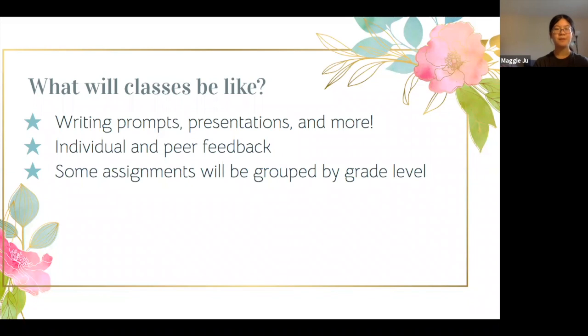And also, because we have, again, that large grade range, some assignments will be grouped by grade level. We may be using breakout rooms for some of the assignments if the lesson plans diverge a lot, but mostly it'll be, say, if you give a writing prompt, guide the older students to maybe include similes, metaphors, personification in your writing, but for second and third graders, that might not be a necessity.